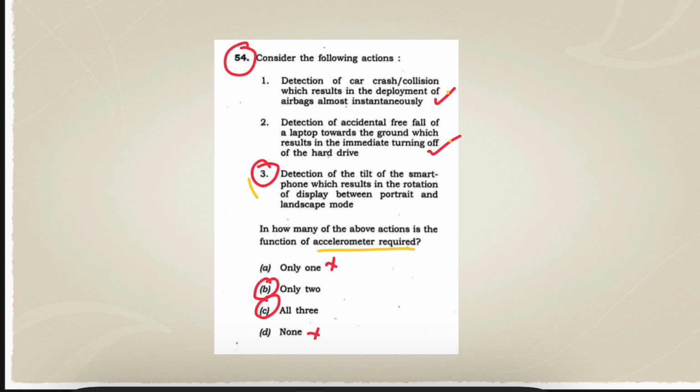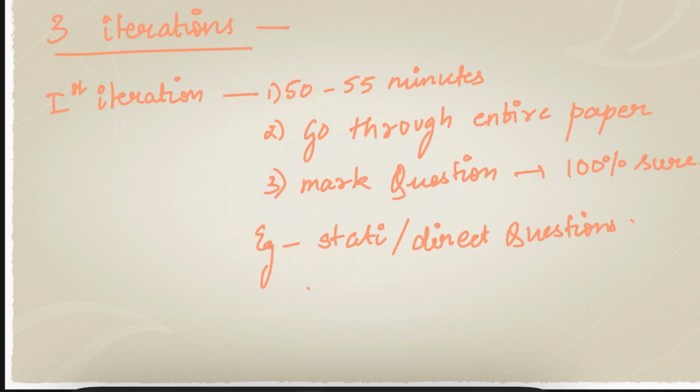Now we'll come to the strategy of attempting the paper. Attempting your paper in one go is not a very optimum strategy. Instead, if you attempt your question paper in multiple readings, it will be very beneficial for you. You will not waste your time on questions whose answers you do not know. So the best strategy would be to attempt your question paper in 3 iterations. In the first iteration, you will devote 50 to 55 minutes.